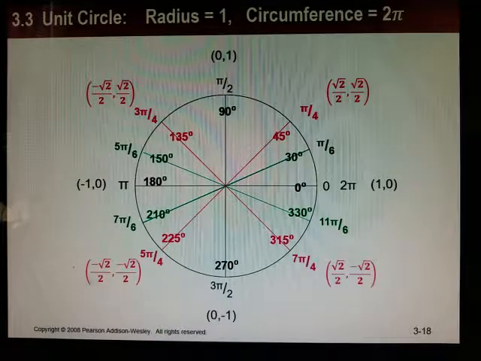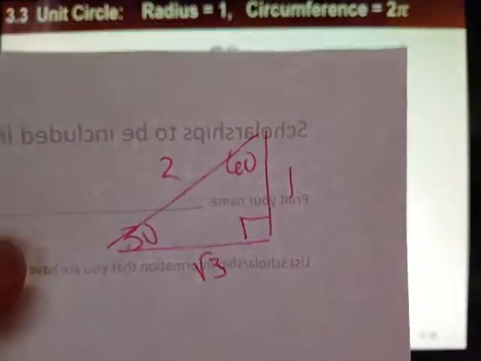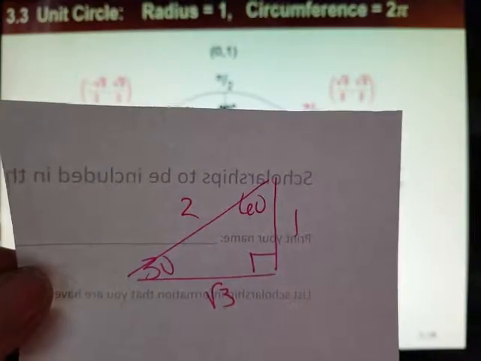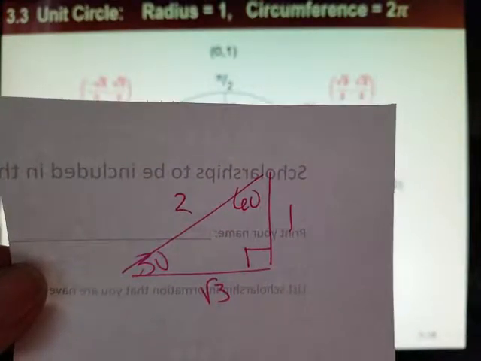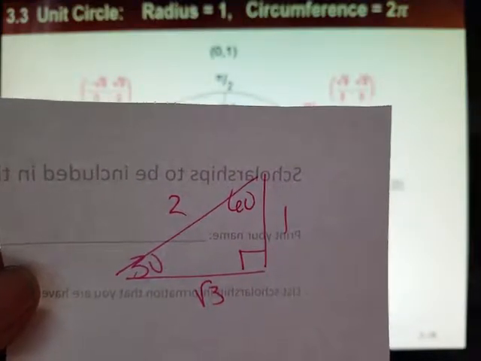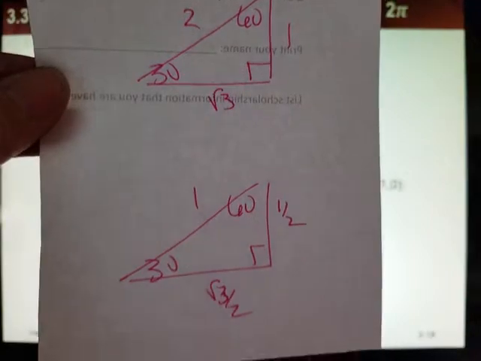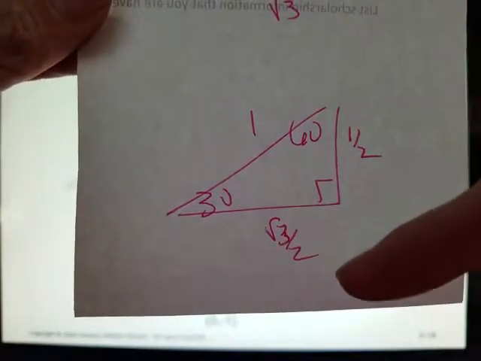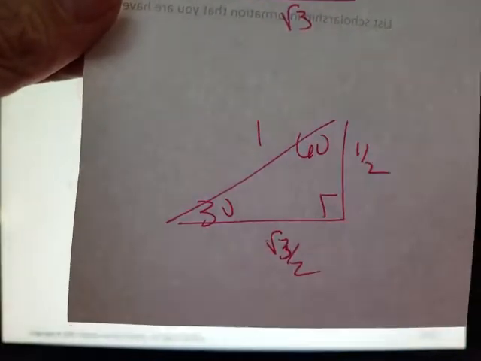Now we take a look at our 30-60 right triangle. Notice that the hypotenuse has a length of 2. But see, this was a unit circle. I want that hypotenuse to have a length of 1. To have a length of 1, we would have to divide every single side by 2. So again, I'm going to divide every side by 2. When I divide them by 2, I now have the length on the right is 1/2. The length on the bottom, radical 3 over 2. And now I have a hypotenuse of 1.